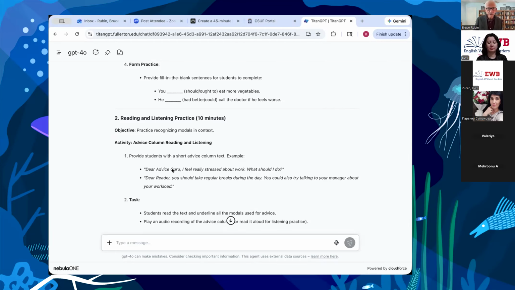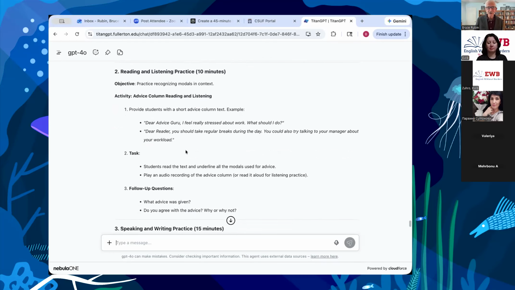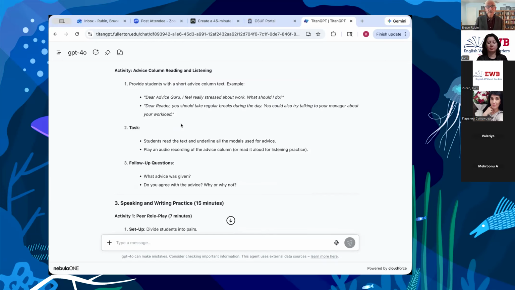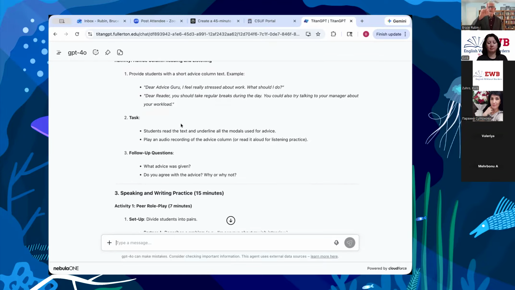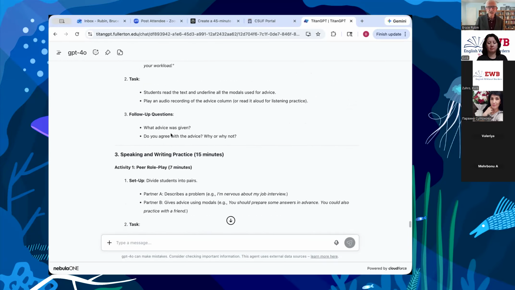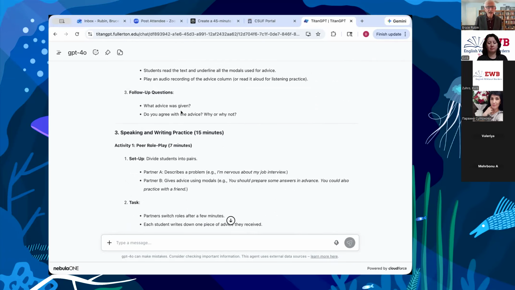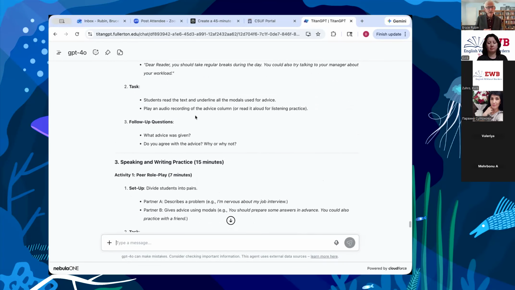But here you have students read a short advice column. Now here, what are you going to want AI to do? Probably write that column for you unless you have found one. Again, make sure it's not too long, but that hopefully gives you opportunities for modals. So students read, they underline any modals used for advice. You could read it aloud or play an audio version, and then have some follow-up discussions. Do you agree with the advice? Anybody have, yes, oh, excellent.